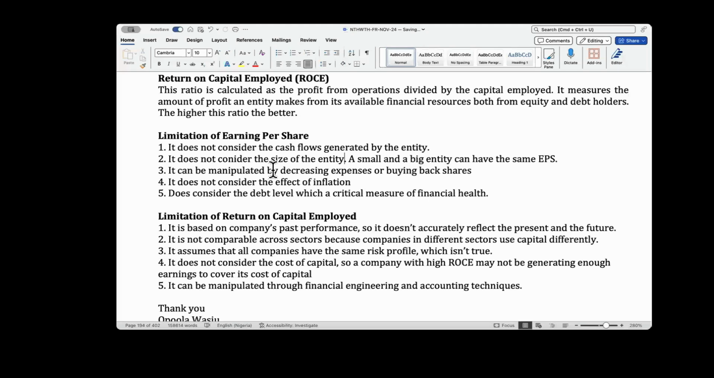I said it can be manipulated by decreasing expenses or buying back shares. I said it does not consider the effect of inflation. It is nominal profit it considers, the book profit. And it does not consider the debt level, which is a critical measure of financial health.